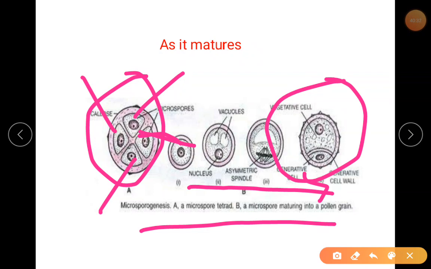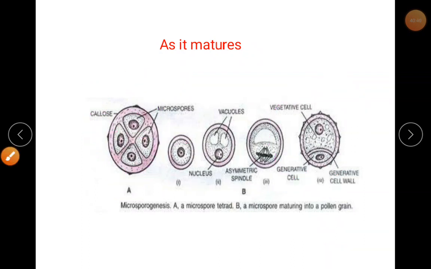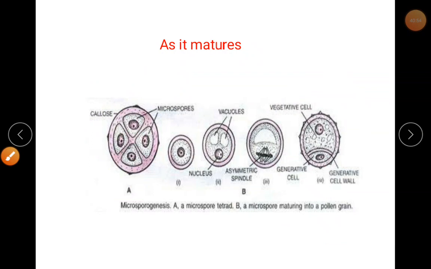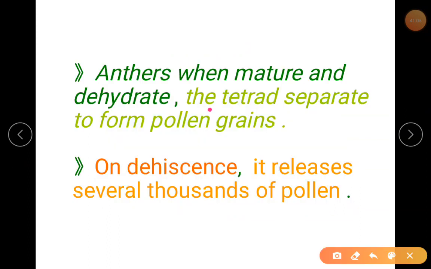Please remember, when the anther dries, as the anther matures, you can find the dehydration process leading to the separation of the 4 microspores, and each microspore develops into a pollen grain. So from each microspore we are getting a pollen grain, the male gametophyte. Going back to this sentence here, the tetrad will separate, you have understood, forming pollen grains.